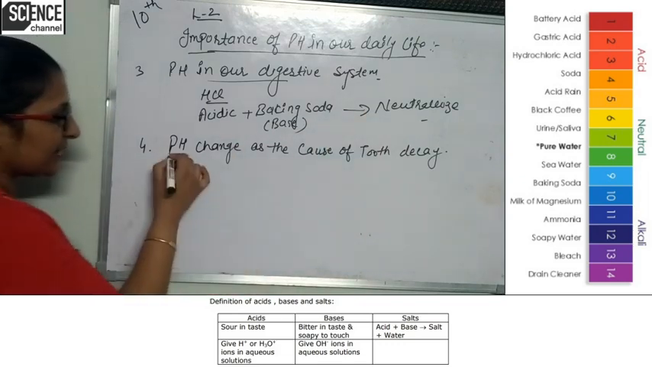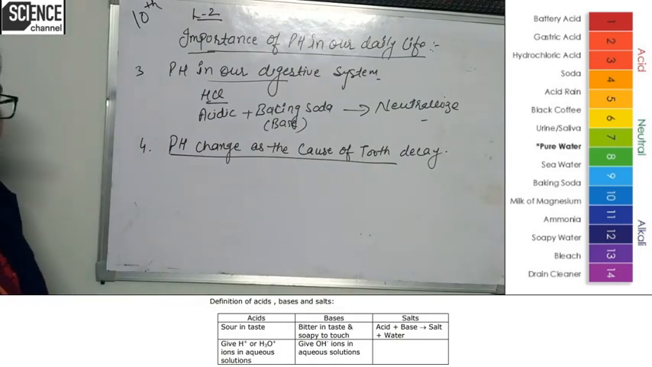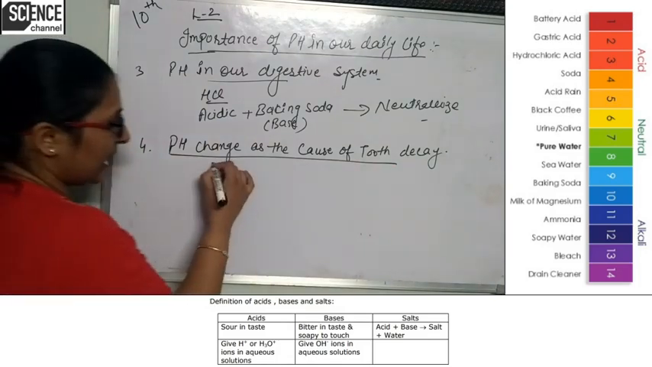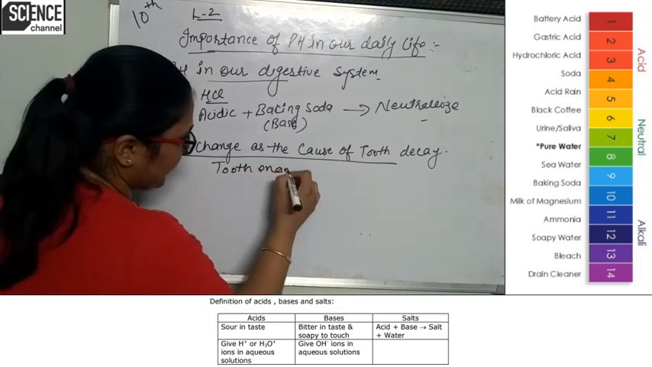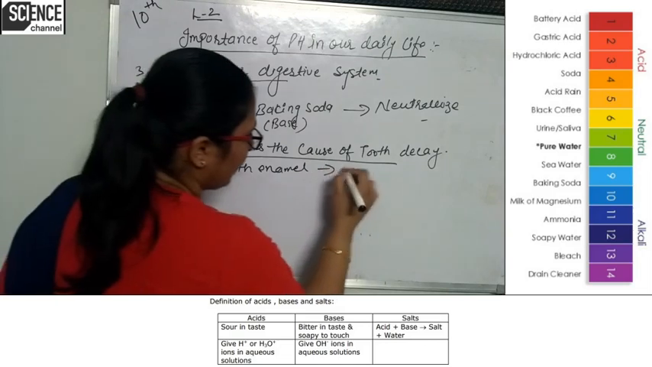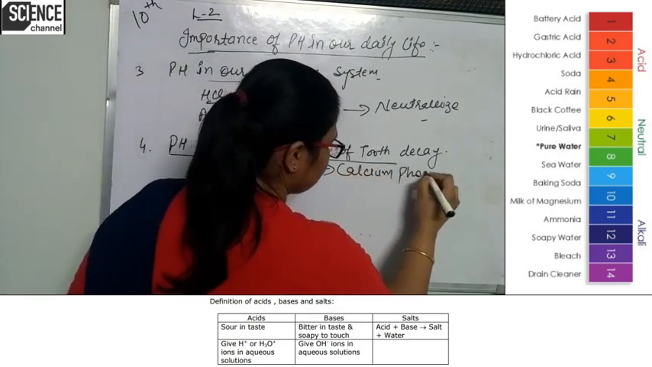The next question is, is pH change the cause of tooth decay? Now, our tooth enamel is made up of calcium phosphate.